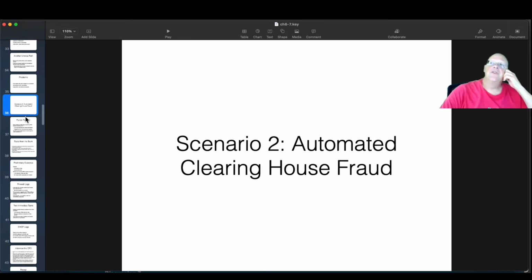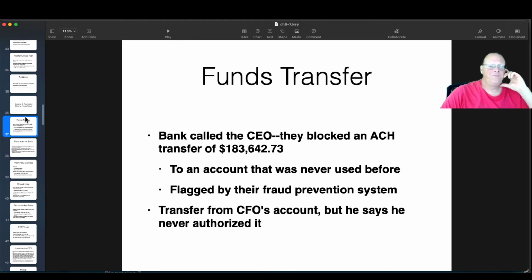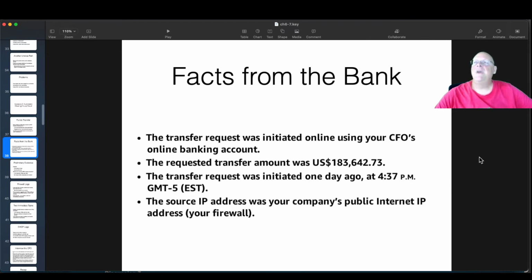So here's another one. Automated clearinghouse. A bank, essentially. They move money around, and somebody tried to move $183,000 out of the bank. So that's not good. The CFO, the Chief Financial Officer, supposedly authorized this transfer, but he says he didn't. So somebody is managing to make unauthorized transfers from the bank. This one didn't go through, but you certainly need to find out what happened.